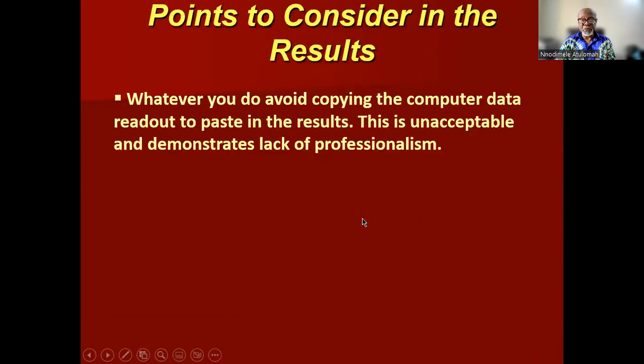These are conceptual frameworks which I've seen. So let's look at points to consider in the results. Presenting your result, whatever you do, avoid copying the computer data readout and pasting it in your result. This is unacceptable and demonstrates lack of professionalism. So you have to create tables like the one we have just shown you in the previous slide.